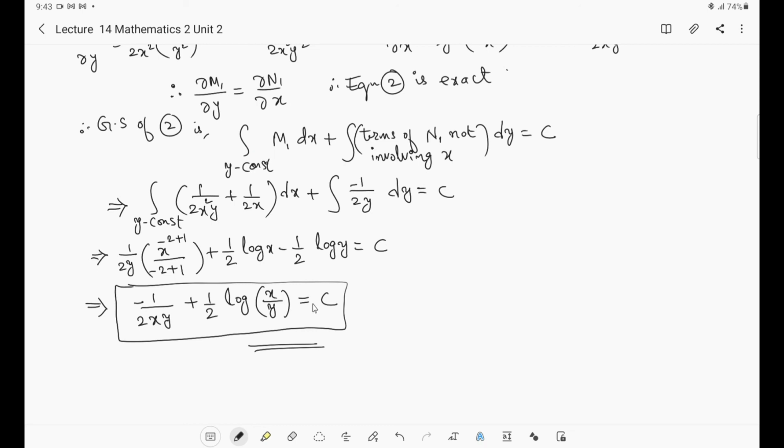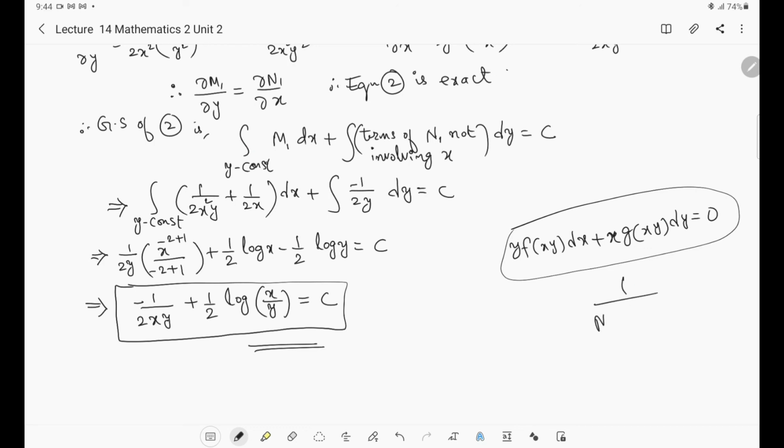So students, in today's class we have discussed two methods of solving non-exact differential equations. In the previous class we discussed the inspection method. Now in today's class we have discussed two methods in which we have to find the integrating factor. The second method was homogeneous differential equation. The third method is that the equation should be of this form, y into function of xy into dx plus x into function of xy into dy equals 0. If the equation is of this form, then the integrating factor will be given by 1 by Mx minus Ny. This is the third method we have discussed.